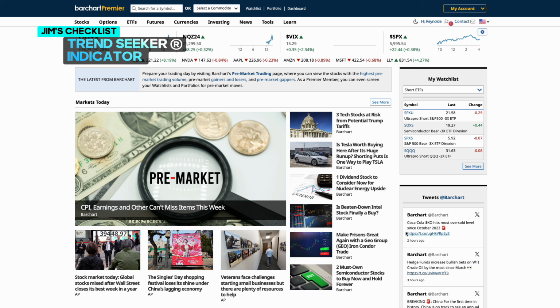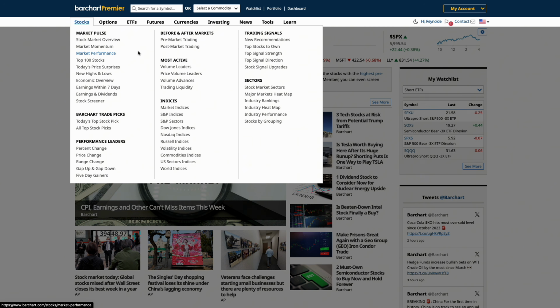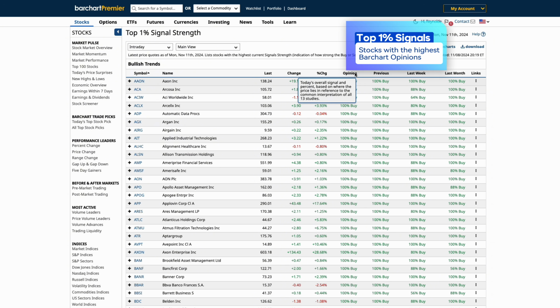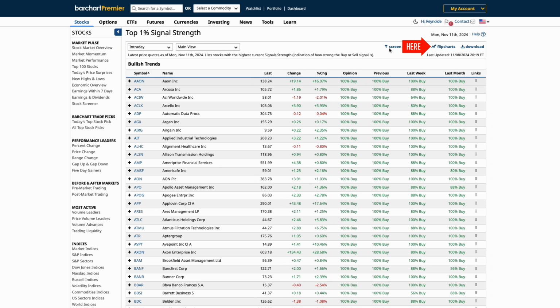Next up is the Trend Seeker Indicator. So let's find some stocks with top signal strength so we can spot the trend. Here, we can see stocks experiencing a strong trend with a positive Barchart opinion. To visualize these charts, let's click here to use our Flipcharts.